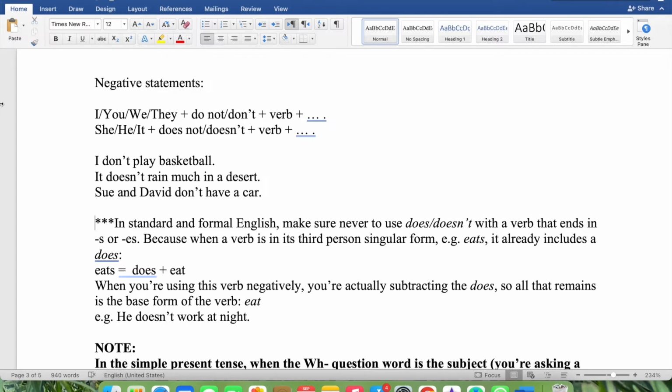In standard and formal English, make sure never to use does or doesn't with a verb that ends in s or es, because when a verb is in its third person singular form, for example, eats, it already includes a does. Like eats is actually in nature does plus eat. When you're using this verb negatively, you're actually subtracting the does, so all that remains is the base form of the verb, eat. For example, he doesn't work at night.